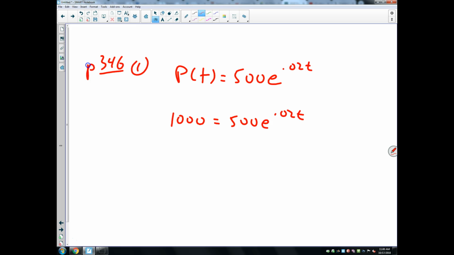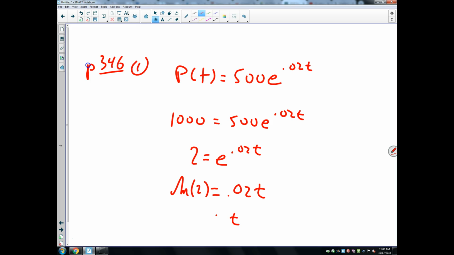Okay, so how do you solve for t? Divide by 500, and there's your growth factor. And it's an exponential growth rate because the 0.02 is positive, right? And then how to get rid of e, take the ln of both sides. You could use any log, but ln is nice here because the e just goes away.